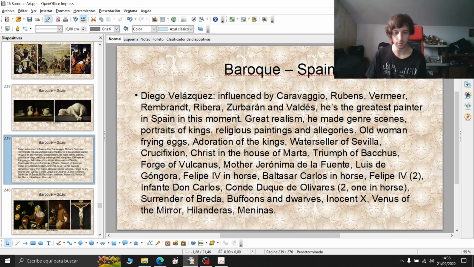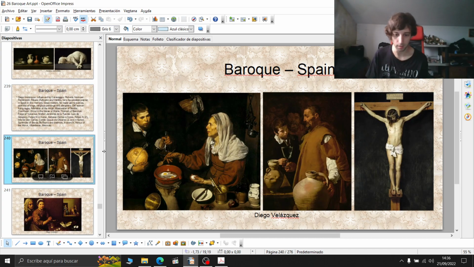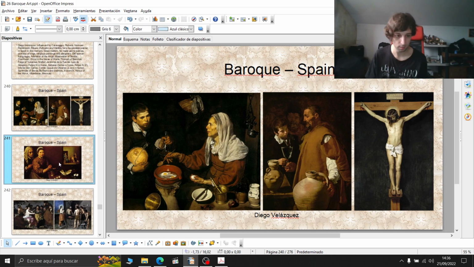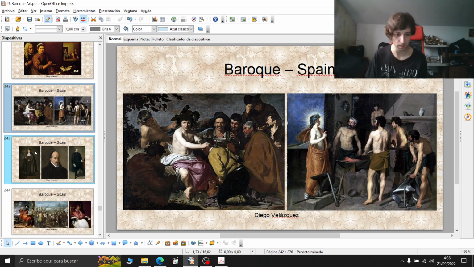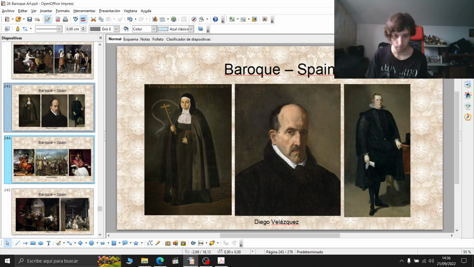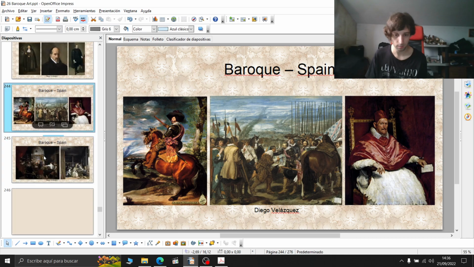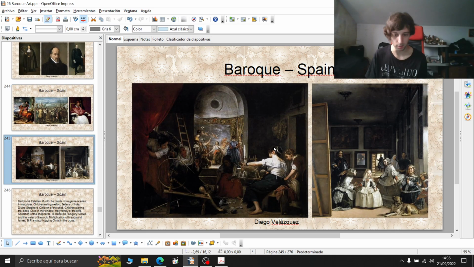Diego Velázquez, influenced by Caravaggio, Rubens, Vermeer, Rembrandt, Rivera, Zurbarán, and Valdés. He's the greatest painter in Spain in this moment. Great realism, he made hand scenes, portraits of kings, religious paintings, and allegories. So many paintings by him. Diego Velázquez. These paintings are very famous. And these two also very famous, especially this one, Las Meninas.